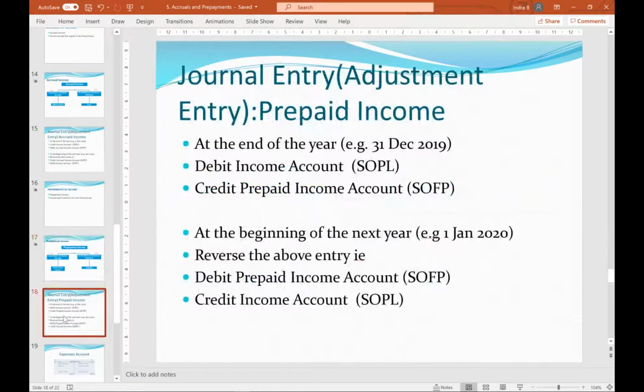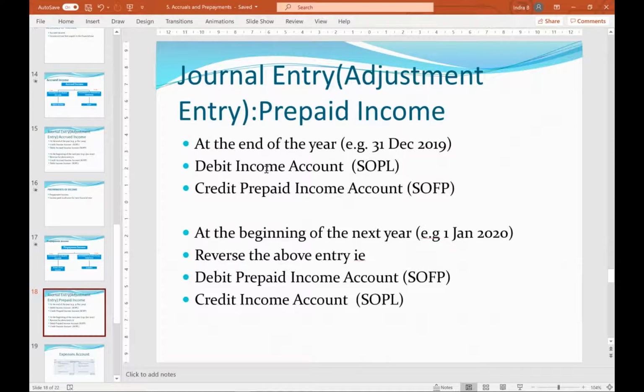So what will be the journal entries for this prepayment, prepaid income? Can you see? Can you read that? Journal entry, adjustment entry for prepaid income at the end of the year, 31st December 2019. Debit income account. Why are we debiting? Because income account is generally credit, but to reduce the amount, we will have to debit the income account. And credit prepaid income account.